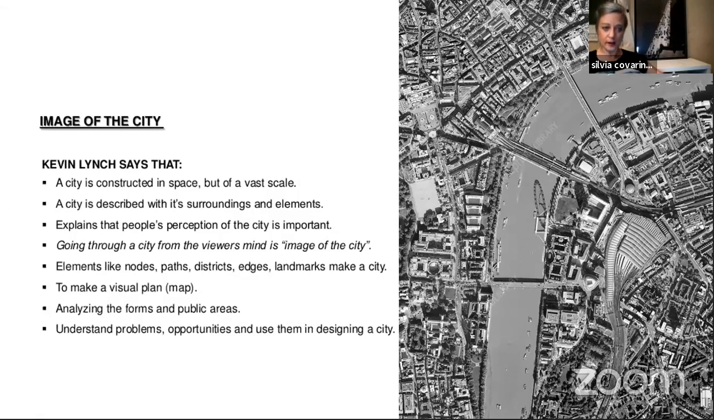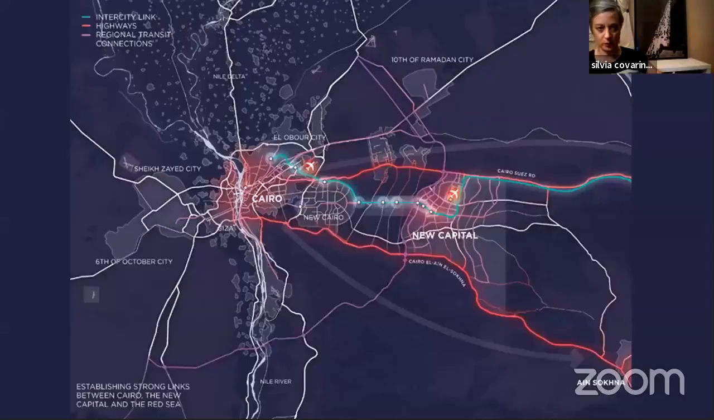To make a visual plan, the visual plan is considered a map, analyzing the form and the public area. Okay, the form means the buildings and the shape of the space, and the public area is the relation between solid and void and the space in between. Understand problems and opportunities, and use them in designing a city. These are our aims, our role.